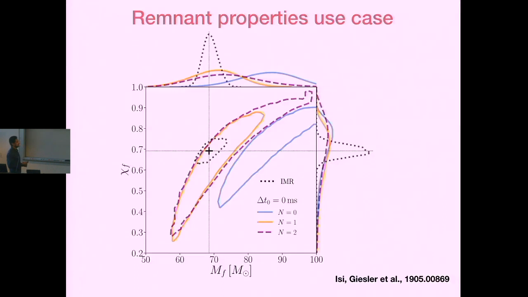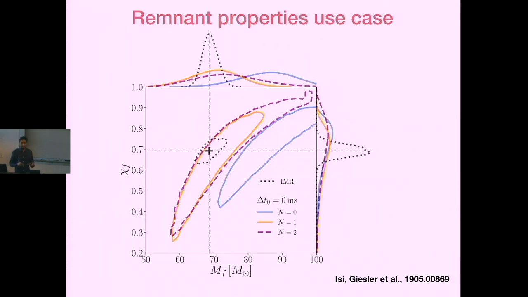So here's an example use case of this model. Here is the final mass and spin measurement from the first gravitational wave event. You can ignore these two curves here and just focus on the yellow curve. That's the mass and spin as inferred by using a linear quasi-normal mode model for the ringdown. And you get a reasonable measurement using only the ringdown spectrum. Similarly, you can use the full waveform.